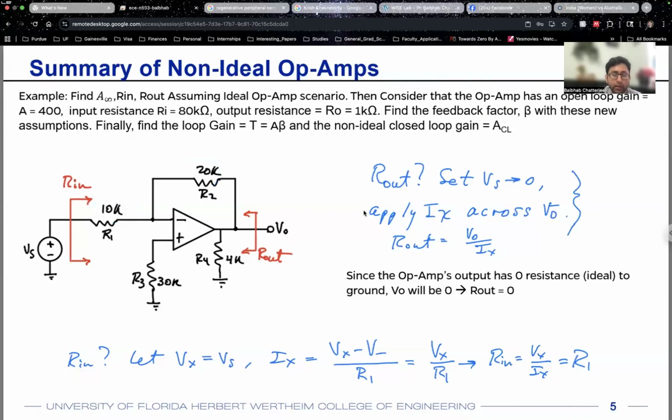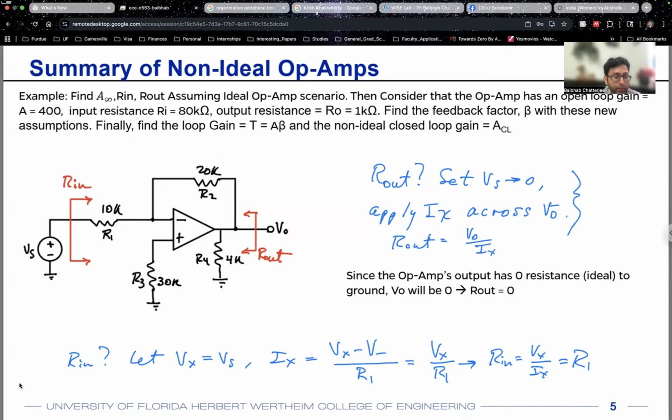To find out R out, of course, you'll remove your Vs, the original independent voltage source, and apply either a voltage source at the output and measure the current, or apply a current source at the output and measure the voltage. The ratio of those two will be your R out. Since the op-amp's output has zero resistance and there is a path through the op-amp's output terminal, the R out is going to be zero in this case.